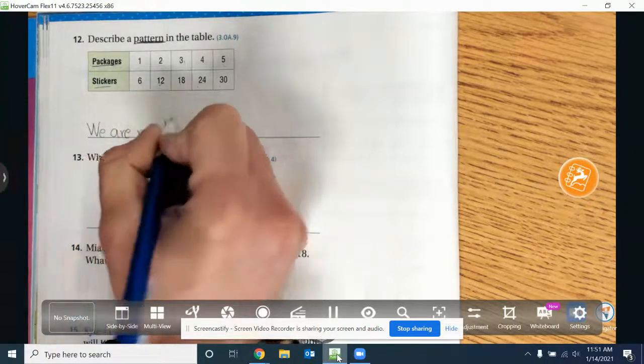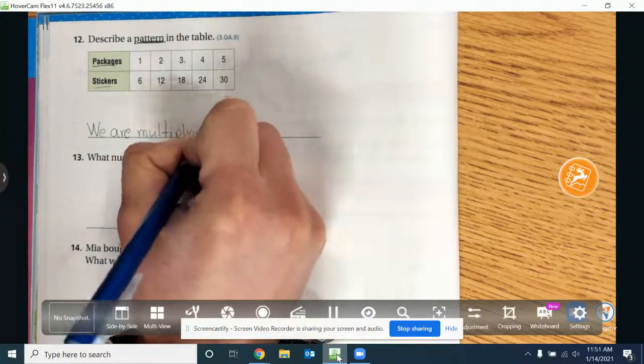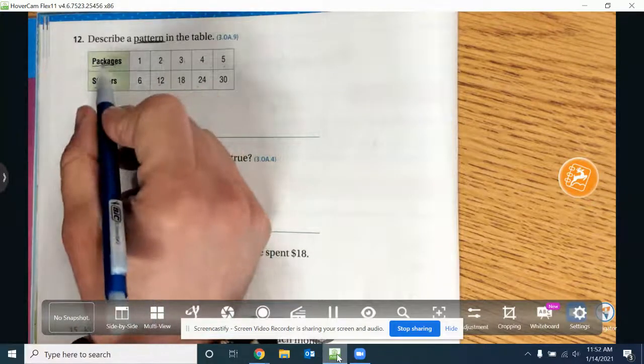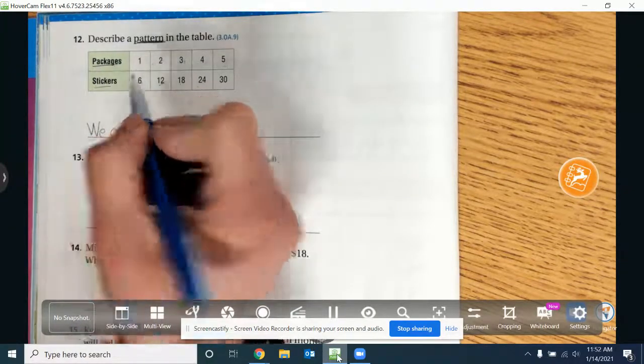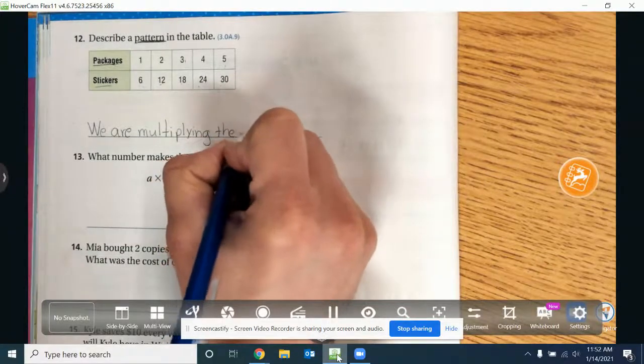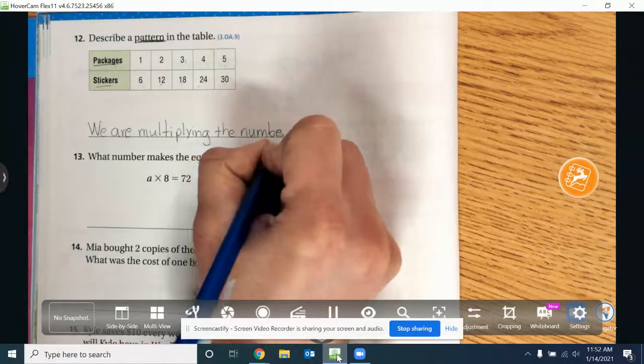Make sure you write this down. We are multiplying the number of packages by 6.